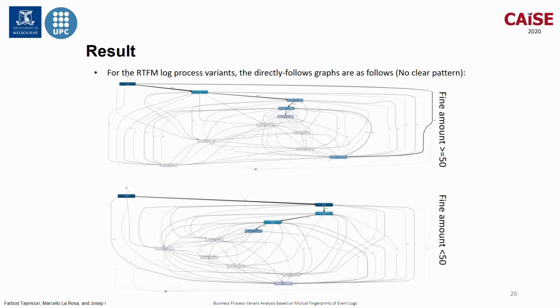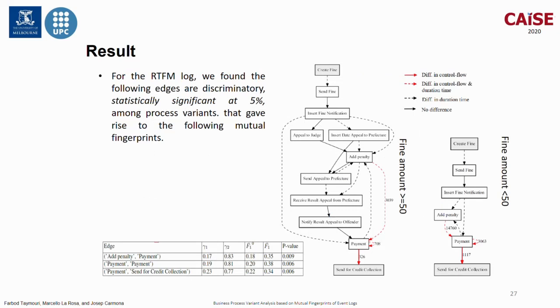For the first data set, the road traffic fine management event log, the following shows the directly followed graph for each variant. Obviously, there is no clear pattern from the beginning to the end of the process that distinguishes these variants. However, the approach in this work found 3 arcs that distinguish process variants, as you can see at the bottom of this slide. Since they are not very informative to the end user, we plotted the mutual fingerprints as well. You see clear control flow patterns in each process variant.